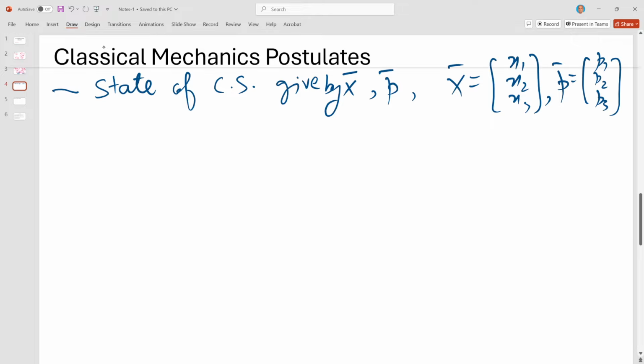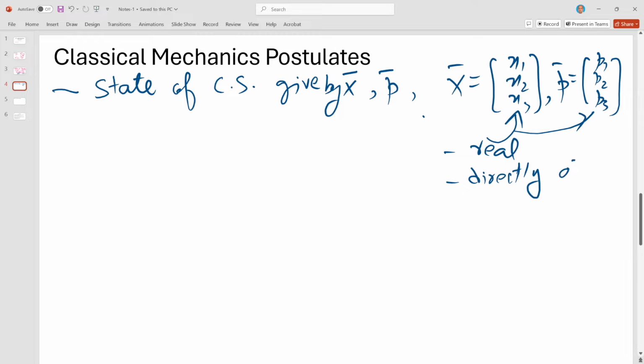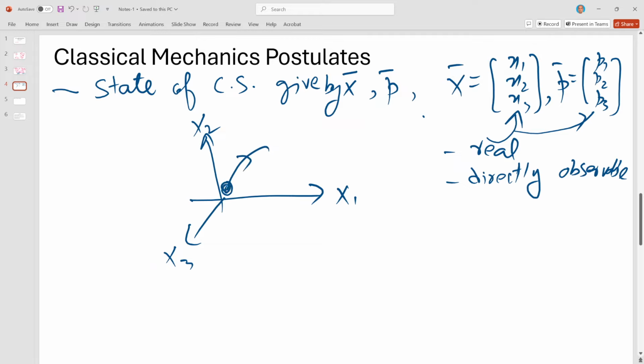Okay, so these components are real, and they are directly observable, which means that we can set up measurements to measure all three components of position and all three components of momentum of any particle that might be moving around in space. So suppose there is a particle with some mass m1, and it has some position x1 and some momentum p1. So its components can be measured directly.